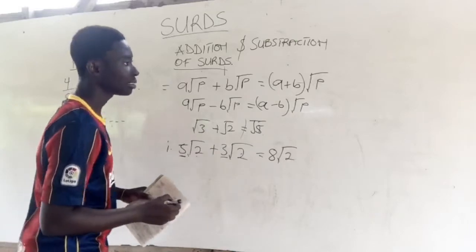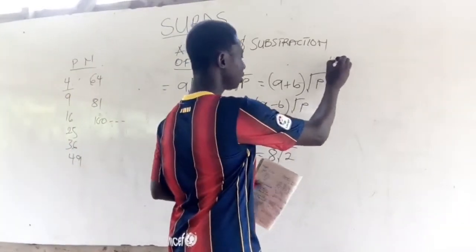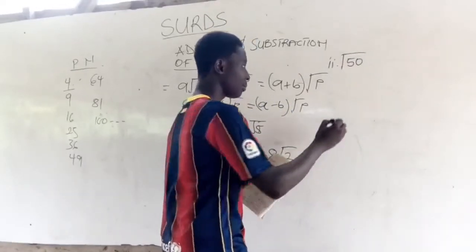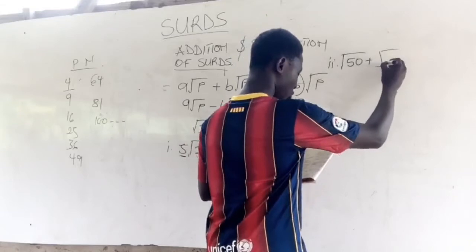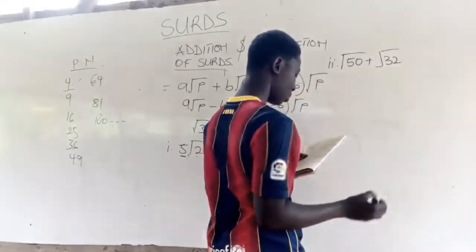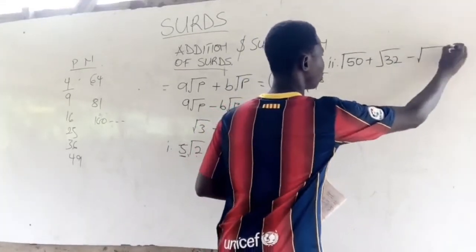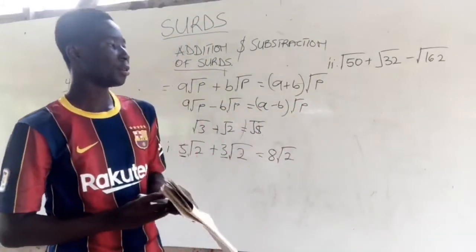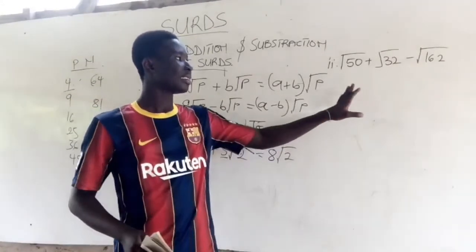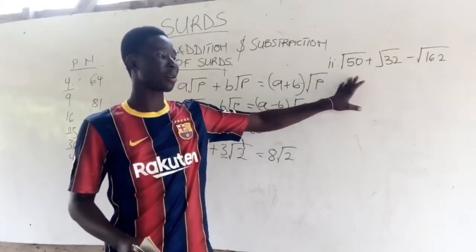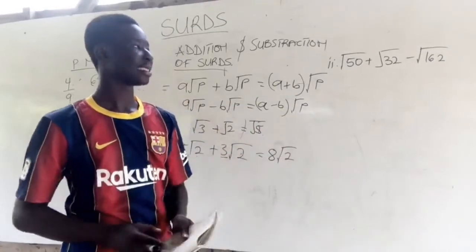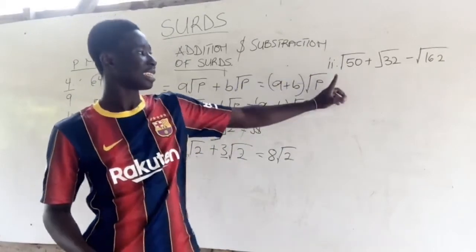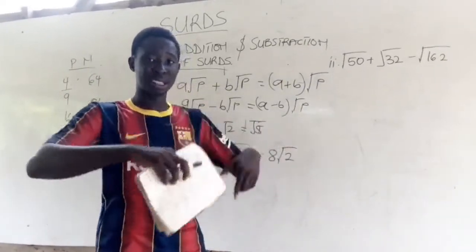And I'm having root 50 plus root 32 minus root 162. So if you look at the question, you can say we cannot add or subtract because they are not the same or they don't look alike. But you can add and subtract them. Just analyze it and you're going to realize that it is not in the basic form. So you have to convert it first.